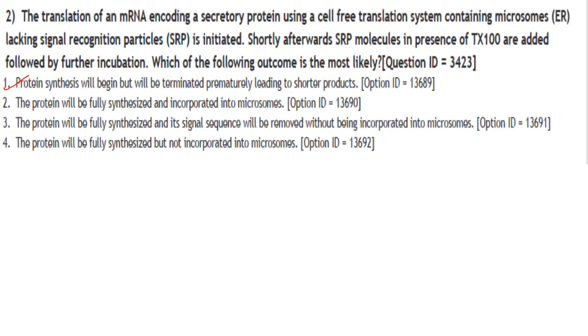Now the microsome proteins, that is the SRP receptor, will get separated from the microsome membrane due to the addition of Triton X-100. The SRP plus ribosome plus inhibited protein will not be able to bind to the SRP receptor, and further synthesis of protein will not take place. So you will get a protein which is prematurely terminated.